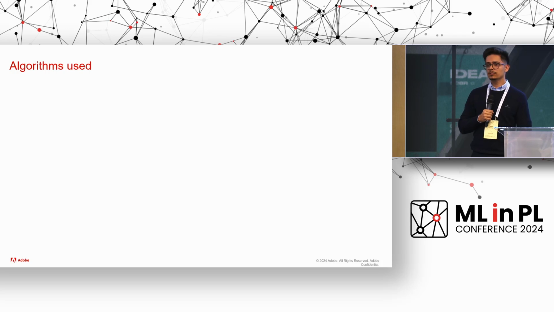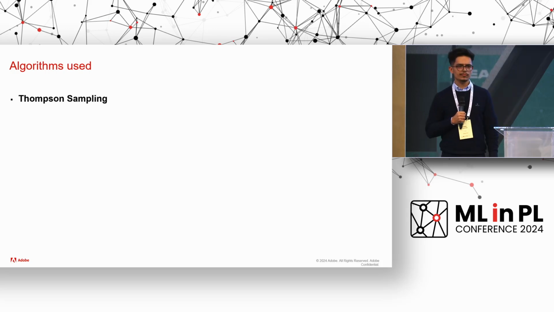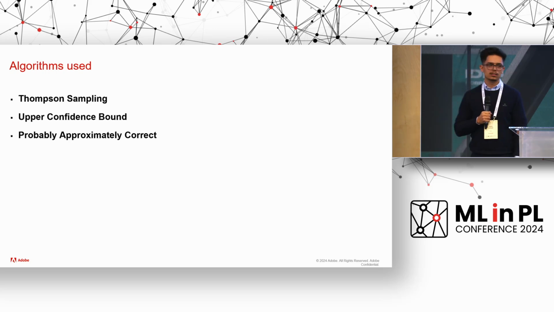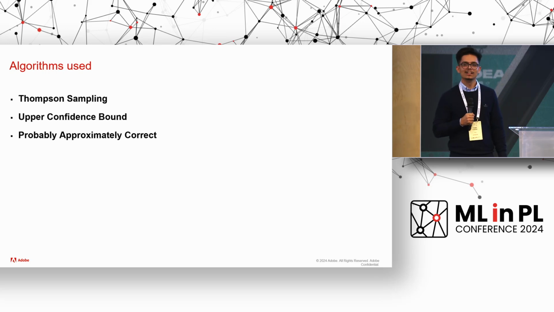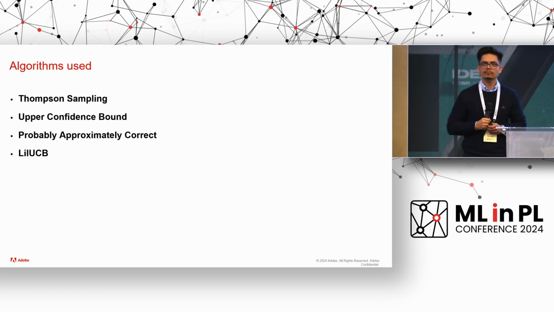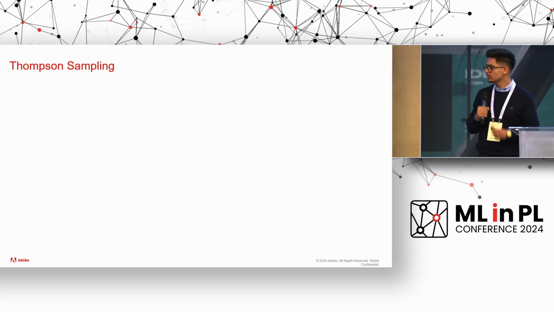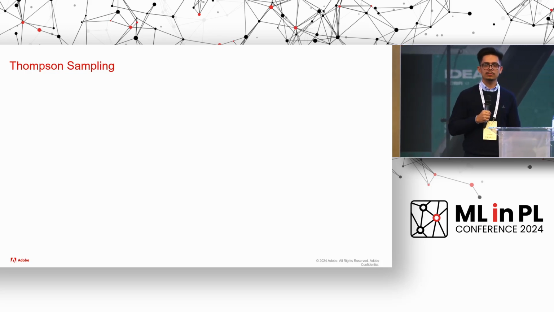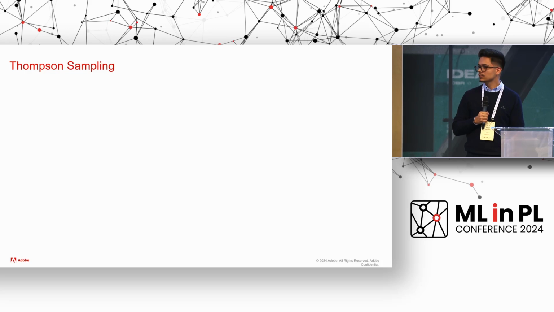So talking about the algorithms that we used: Thompson sampling, which is one of the most basic. We used another one called upper confidence bound, probably approximately correct. It's a funny name in my opinion. And lil UCB. And let's look a little bit further at these algorithms. The first one is Thompson sampling. As I said, it's the most basic one.